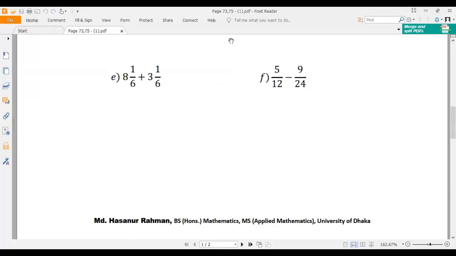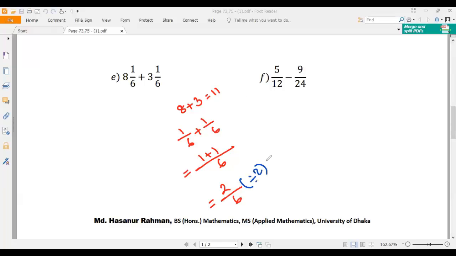Now number E and F. Number E says 8 whole 1 by 6 plus 3 whole 1 by 6. So how can we solve this problem? At first we have to add the whole numbers. 8 plus 3, that will be 11. And if we add the fractions 1 by 6 plus 1 by 6, then what will we get? Look, both denominators are the same. So we have to just add the numerators. 1 plus 1, that is 2. 2 by 6. Now we have to divide both numerator and denominator by 2. Then 2 ones are 2, 2 threes are 6. So our final answer should be 11 whole 1 by 3.